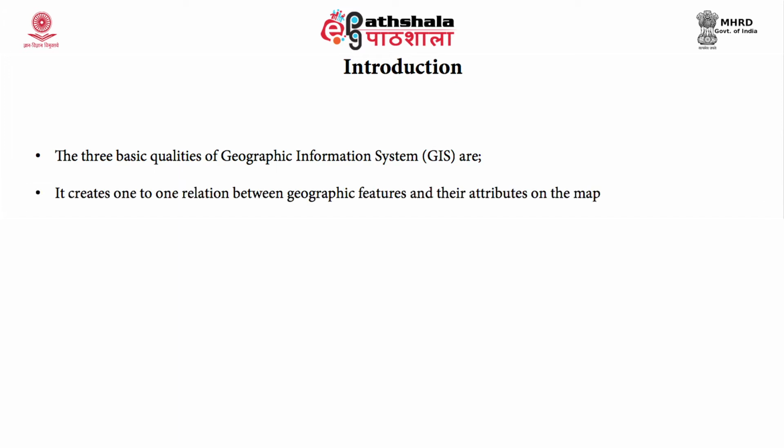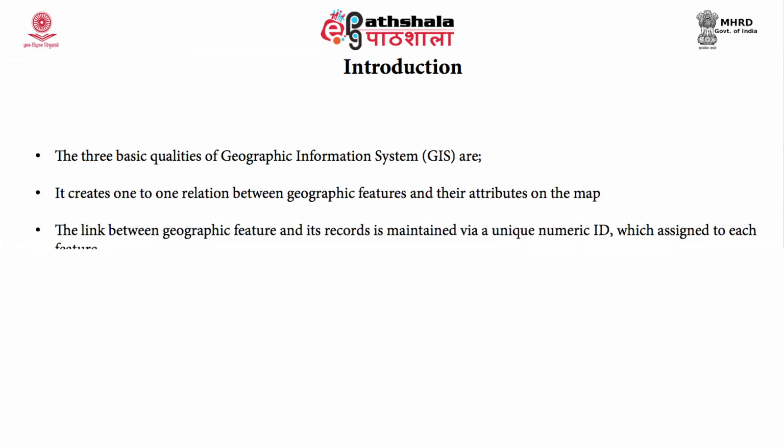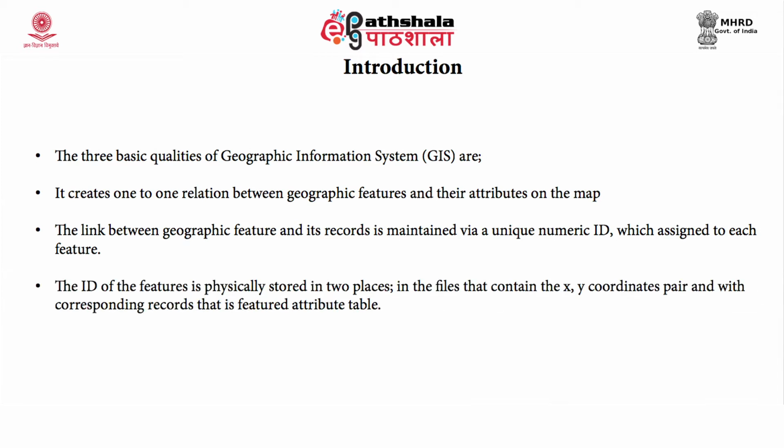The first is that it creates a one-to-one relationship between geographic features and their attributes on the map. What are geographic features and what are attributes? We will discuss this at a later stage of our presentation. The second, which is very important, is that the link between geographic features and their records is maintained via a unique numeric ID, which is assigned to the features in the data structures. The third and most important is that the ID of the feature is physically stored in two places: in the file that contains the XY coordinate pairs, and with the corresponding record in the attribute table.